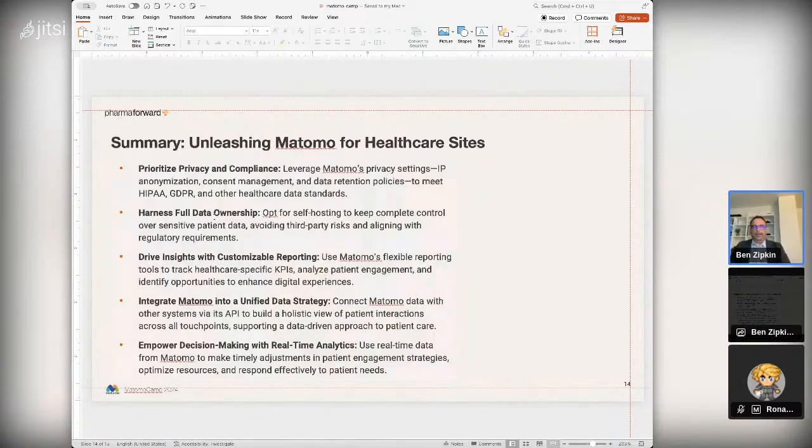Yeah, that's it. So I would say healthcare is really untapped, a fast growing, high potential market. And I think if you're working with clients in the healthcare area, Matomo is a really great solution.